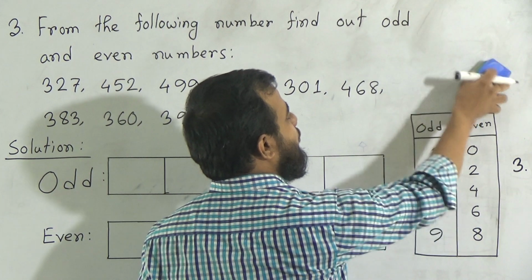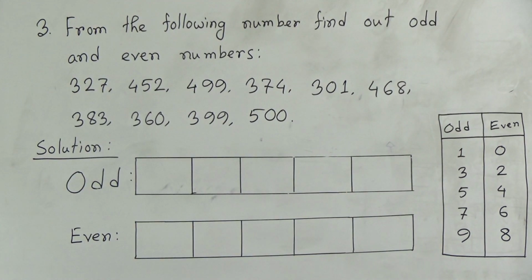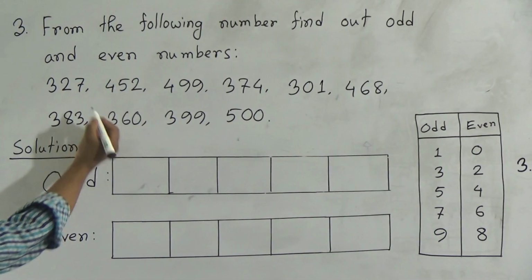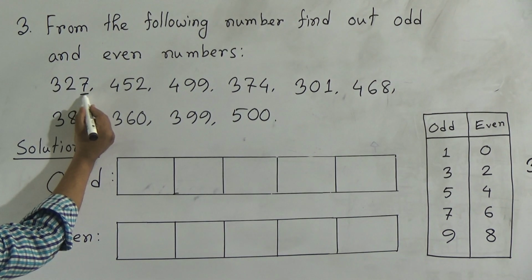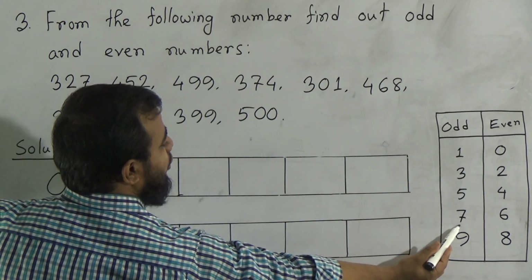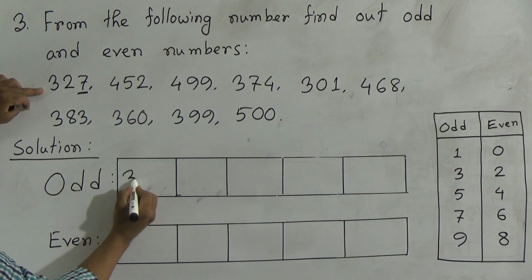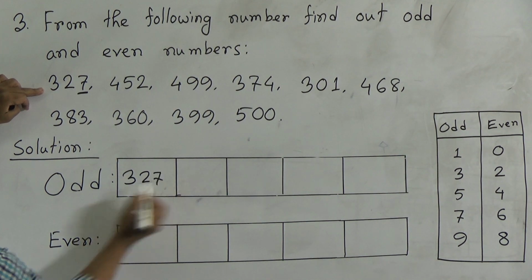Dear students, now we can solve it easily. We have to solve very carefully. We have 10 numbers. The first number is 327. Look, we have to calculate only the ones position. The ones position value is 7. So 7 is odd, right? 7 is odd. So 327 will be an odd number. So we have to write down here 327.